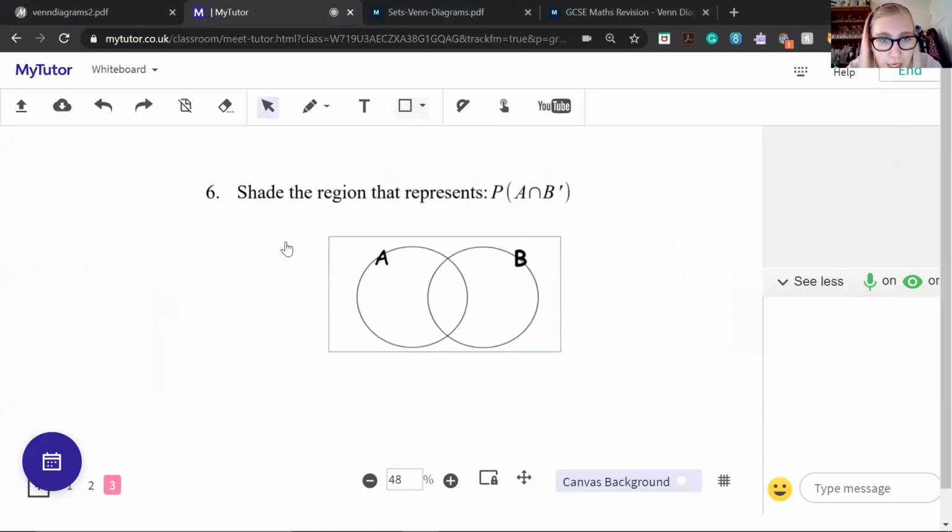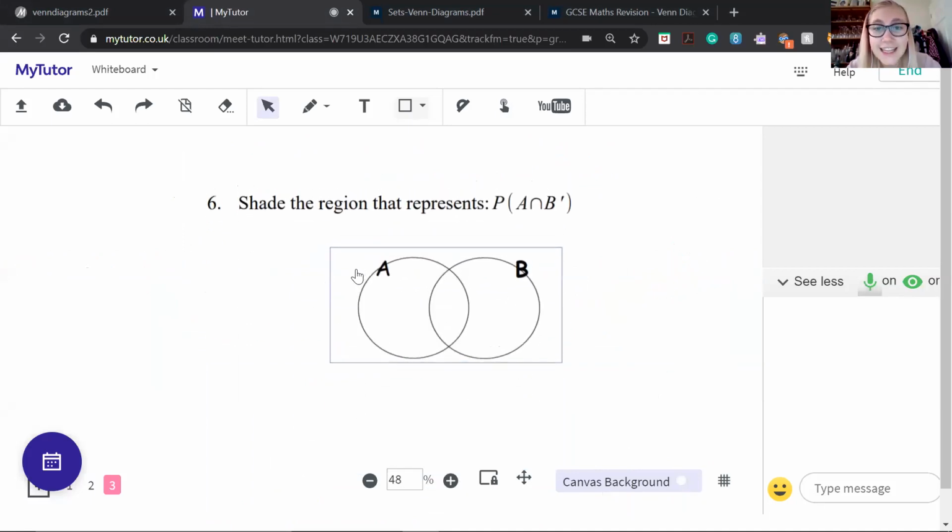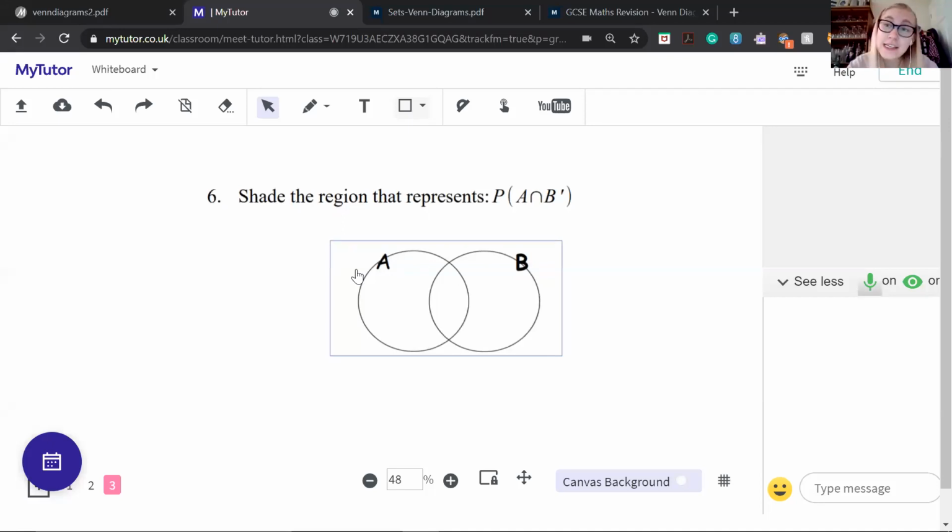So shade the region that represents A and not B. Sometimes with these, especially if you get used to doing loads of them, you can think, oh, what part of this diagram is A, but it's not B? So if you can just think of that and do it straight away, great. But I always find it easier to think about it in a foolproof way. So let's think, what's A? That's everything inside this circle.